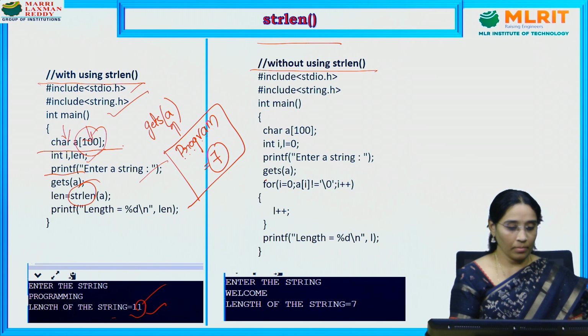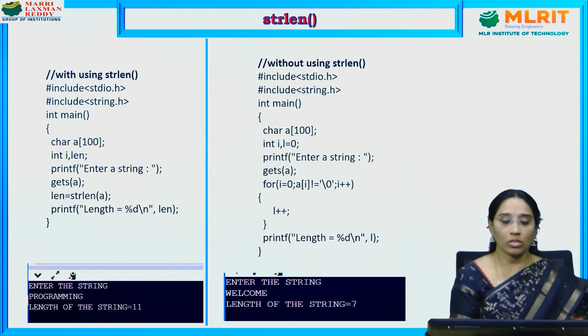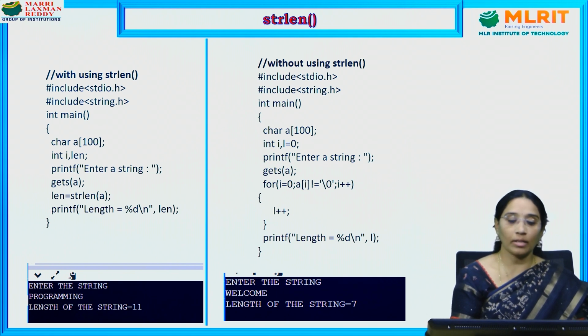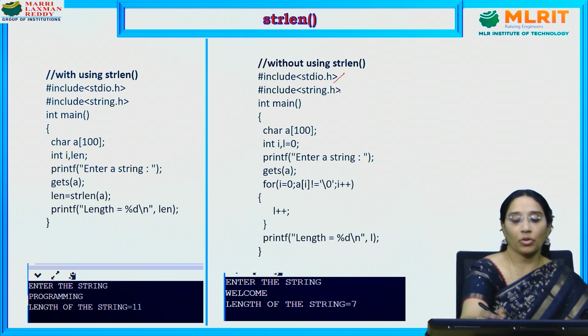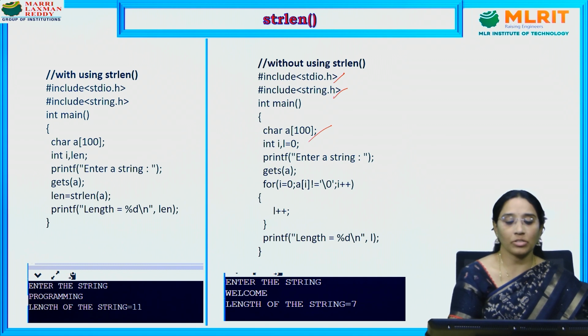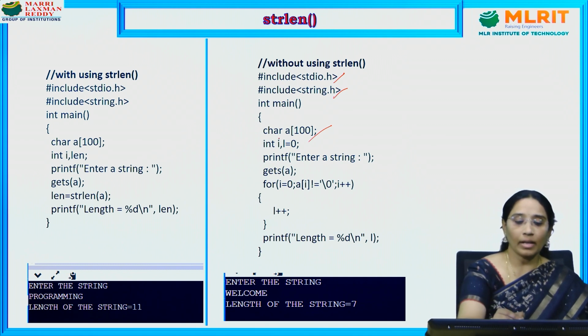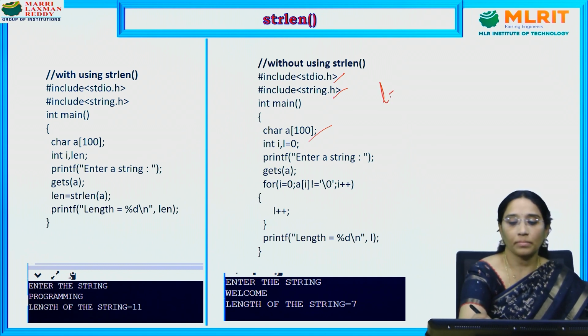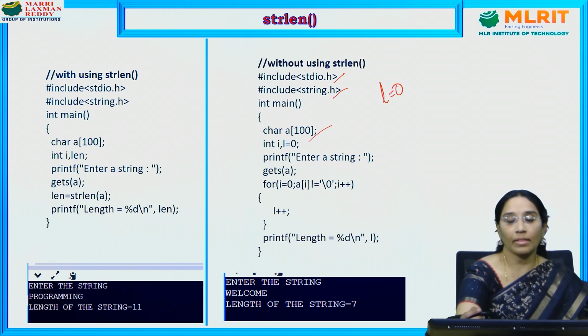Next, the same program without using the strlen function. How do you calculate the length of the string? It is an array of characters, so you can use a for loop to calculate the length of the string. The header files stdio.h and string.h are the same. Next, char a[100], the declaration we have made with size 100. And here int i and l = 0. Initially the length will be 0, and printf enter a string.